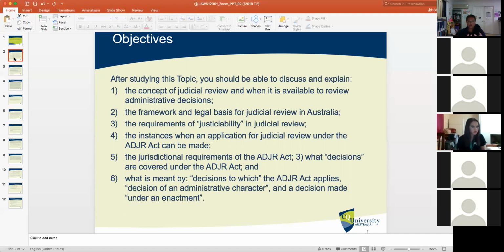Okay, so as I was quite clear in pointing out, in relation to topic 2, we're looking at Commonwealth or federal judicial review, not state judicial review. Now, at the same time, after studying this topic, you should be able to discuss and explain the framework and legal basis for judicial review in Australia, the requirements of justiciability in judicial review, the instances when an application for judicial review under the Judiciary Act of 1977 can be made, the jurisdictional requirements of the Judiciary Act, what decisions are covered under the Judiciary Act, and finally, what is meant by decisions.